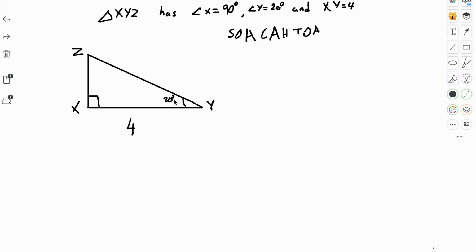So the first thing that we could find is either the hypotenuse using cosine, because we already have our adjacent and our cosine theta, which is our 20 degrees, or we can find our opposite with tangent theta and our adjacent. I'm just going to start off using tangent theta equals opposite over adjacent. So we're going to write down the formula: tan theta equals opposite over adjacent.